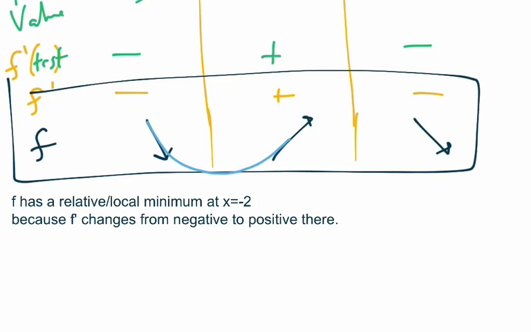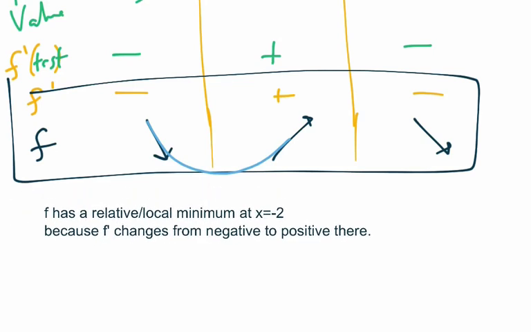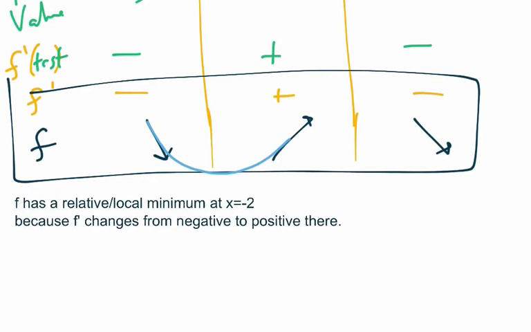The sentence has several things that are important. First, we need to say where the minimum happens, that's at negative 2. And secondly, we need to justify it, and we're going to justify it using the fun chart language. We know that f has a relative minimum because f went from decreasing to increasing. How did we know that?